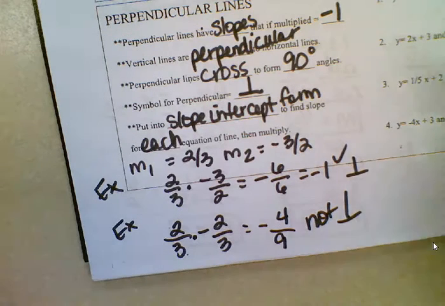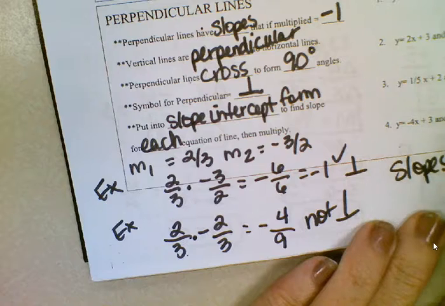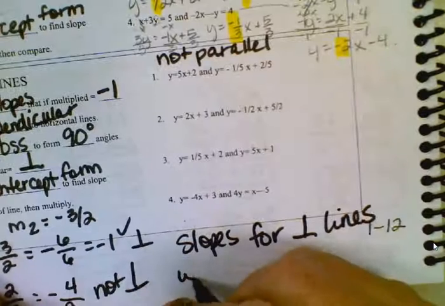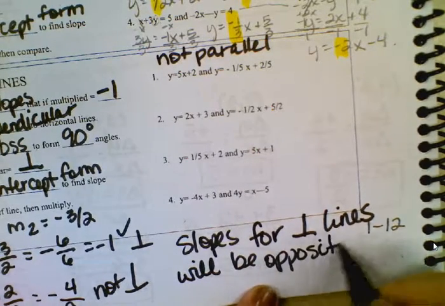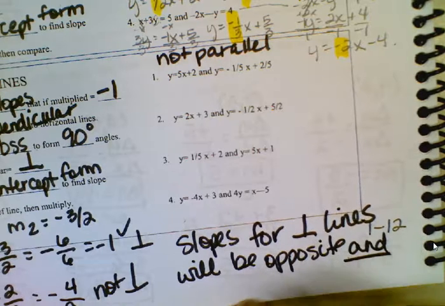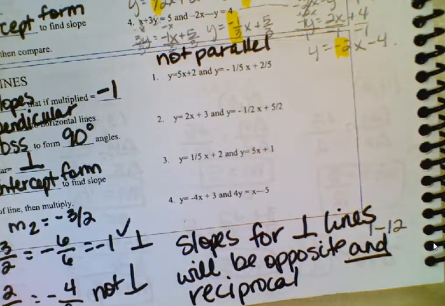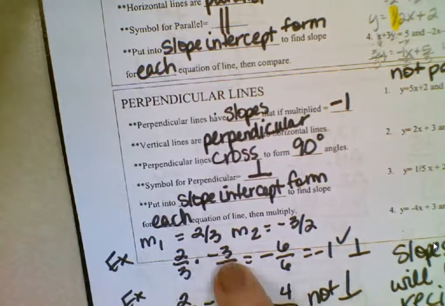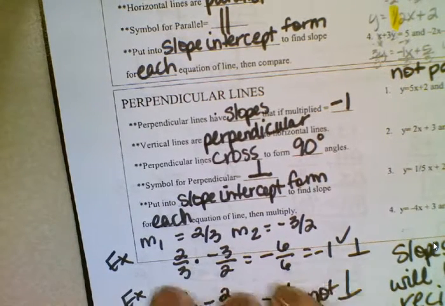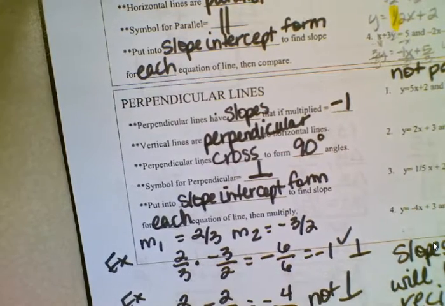Okay? So the biggest trick is that your slopes for perpendicular lines will be opposite, and they have to be reciprocals. So you flip the sign, and then you flip the fraction. So look at our 2/3 and our -3/2. We flipped it over, 2/3 went to 3/2, and it was positive, it went to negative. So you flip the reciprocal and the sign. Okay? So it's opposite and reciprocal.